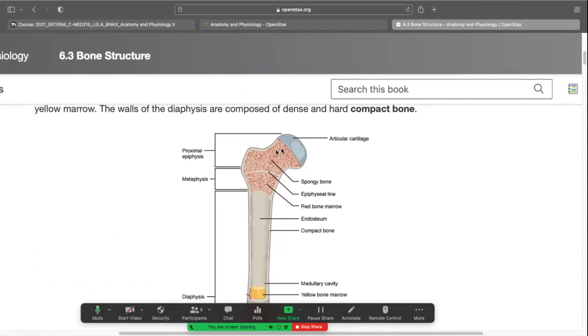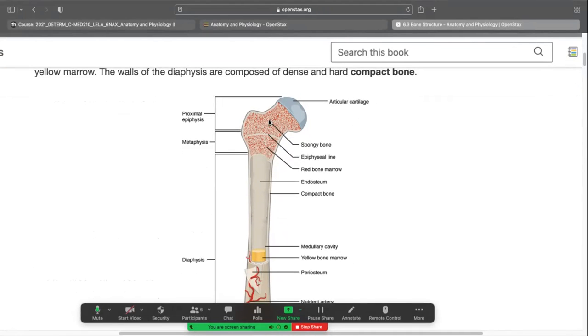Here's the articular cartilage on the proximal epiphysis. So now you know the importance of cartilage. One of its uses is as a shock absorber and friction reducer, for lack of a better term. Now, we already went over that.